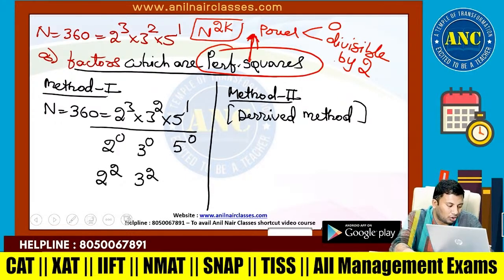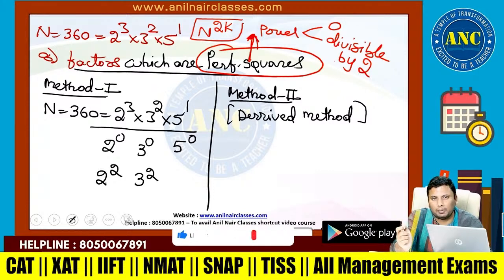If I multiply two perfect squares, I will get another perfect square. 4 into 9 is 36. Right? Two perfect squares are multiplied, I will get another perfect square. 9 into 16 is 144. 16 into 25 is 400.